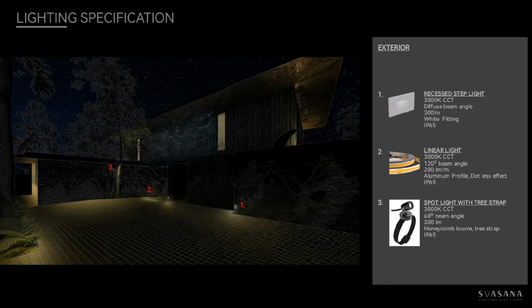Okay, and then for the entrance, number one is the recessed step light, just to show the garage. And then number two is the linear lighting to show the steps in the entrance. Number three is a spot lighting in the trees with these tree straps to highlight the parking lots there.